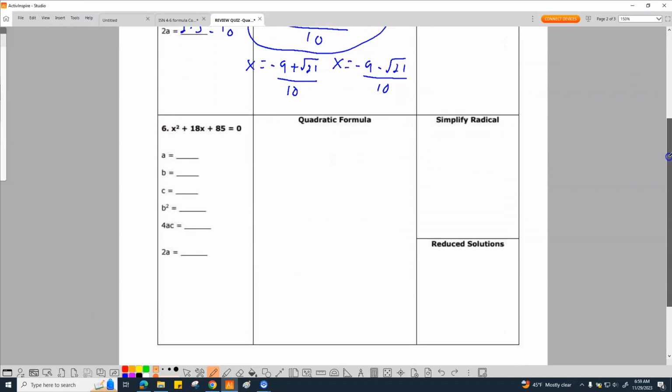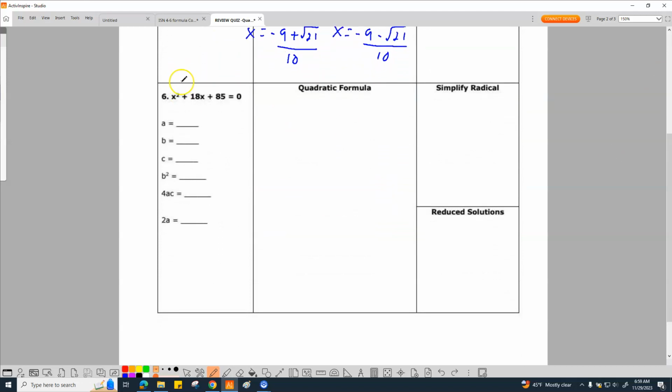Scrolling down, we have the same thing. Going to ask ourselves, is this problem equal to 0? The answer is yes. Mister, there's no number here. What do I do when there's no number here? If there's no number there, that's a 1. So our a is 1. Our b is 18. Our c is 85.